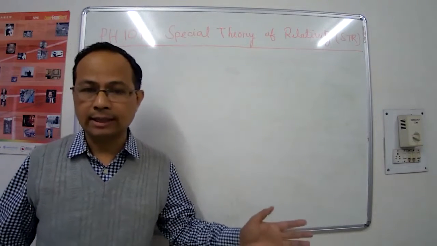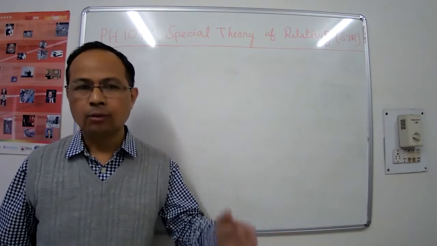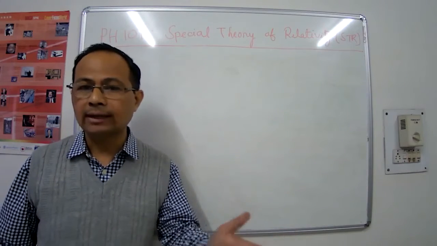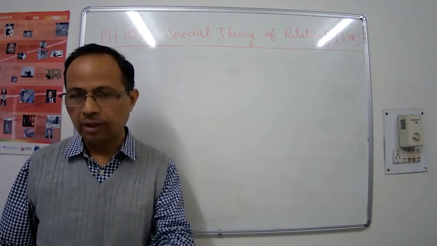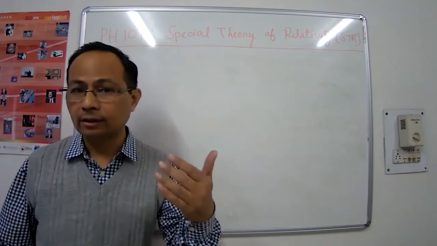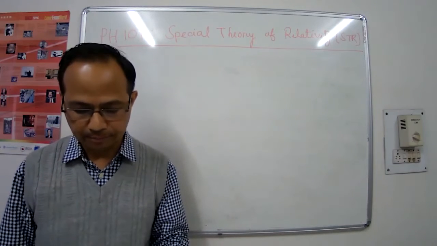First of all, you have to establish an inertial frame. Once you establish an inertial frame, with respect to that inertial frame, you can tell which is the other inertial frame, because any other frame which is moving with a constant velocity will also be an inertial frame.